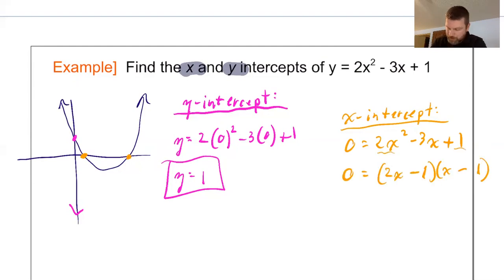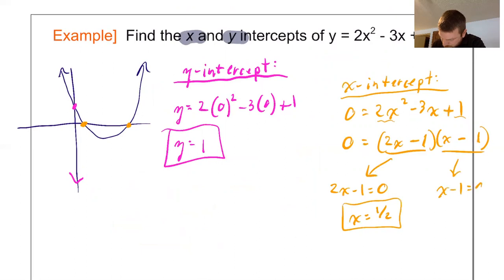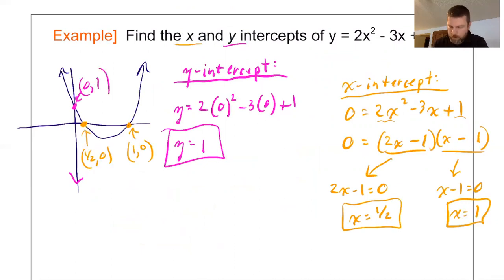This one does factor, right? Factoring was a lot faster than the quadratic formula. Let's factor it. I've got something times something else is equal to 0, so one of those things has to be 0. Either 2x minus 1 equals 0, which would make x equal to 1/2, or x minus 1 equals 0, which means x equals 1. So those are my two intercepts. All right, let's move on.